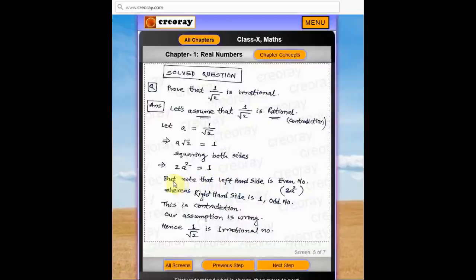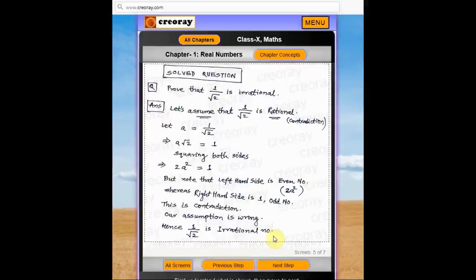Now, note that the left hand side is an even number because you are multiplying it by 2. 2 into anything is an even number. Whereas the right hand side is 1. It's an odd number. How is it going to be possible? This is a contradiction. Our assumption is wrong. Hence, 1 by root 2 is an irrational number. Answer complete.